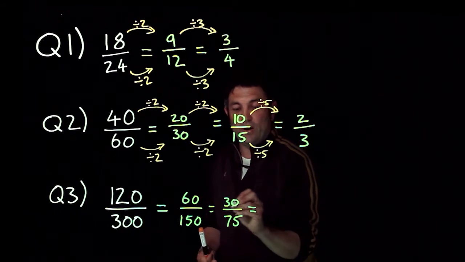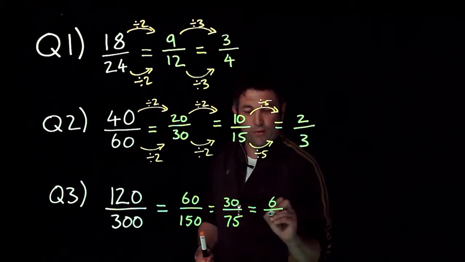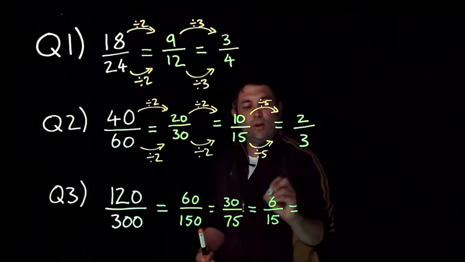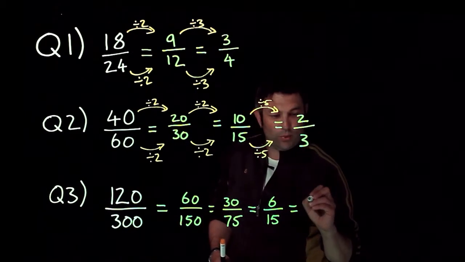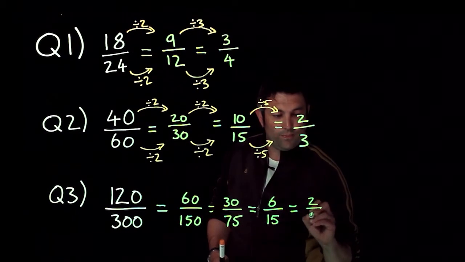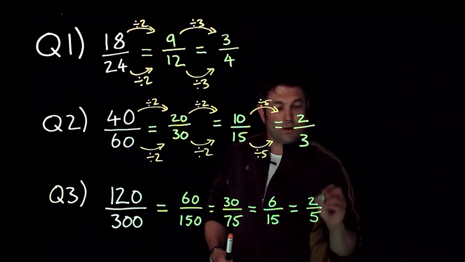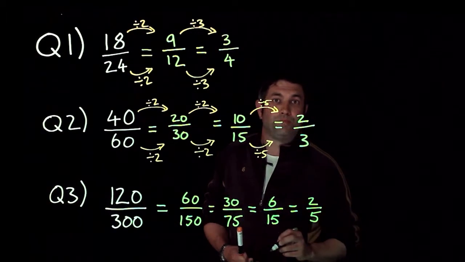So how many 5s in 30? 6. How many 5s in 75? 15. Once again, we've got two numbers that are in the same times table. We've got 3s, haven't we? So divide by 3, we get 2. Divide by 3, we get 5. And there we are. 2/5. Okay, they're not in the same times table, they're in their lowest terms.